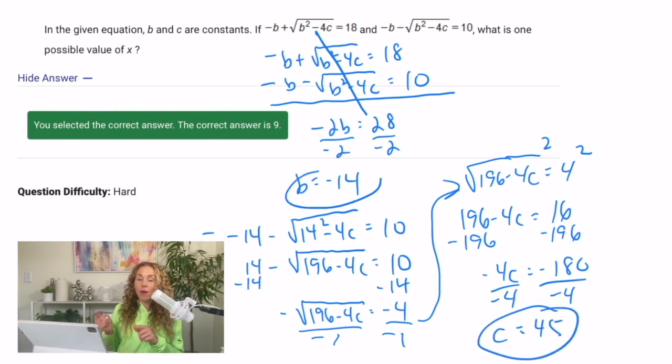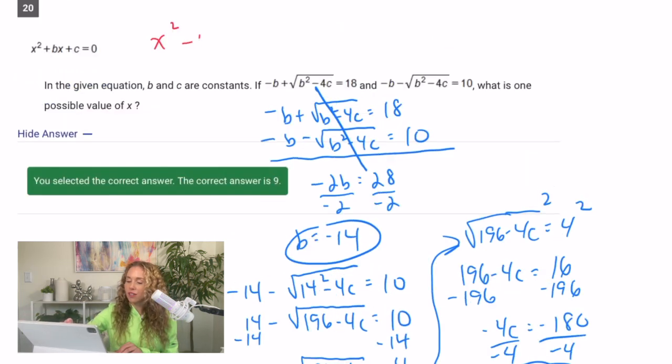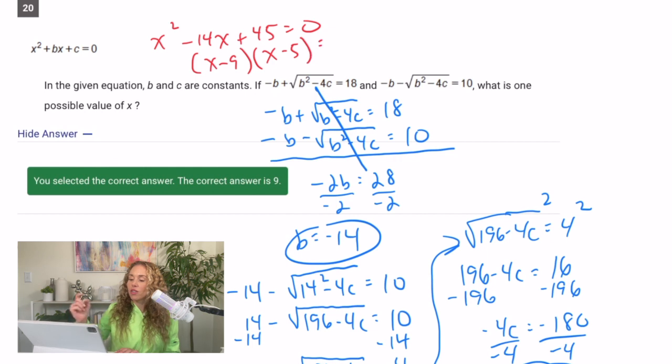Okay, let's go ahead and put them back into the equation. So now that means x squared minus 14x, because b was negative 14, plus 45 equals 0. They want a possible value of x. Well, I'm going to factor that so that I can get the solutions. Factors of 45 that would add to negative 14. Oh, I could do negative 9 and negative 5. So when you go ahead and solve, x is either 9 or 5. So you could put 9 or 5 and you would get it right.